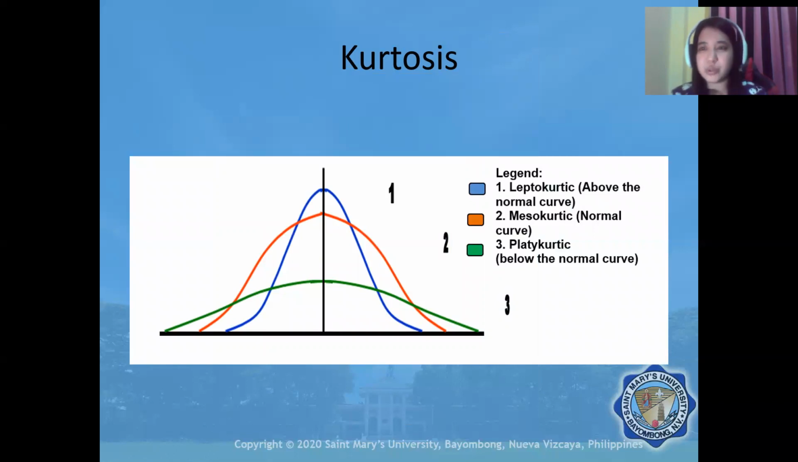While for kurtosis, this is the figure that represents kurtosis. We have here a legend that shows that our normal curve, as indicated here by the yellow color, is called mesokurtic. The number one here, colored blue, we call leptokurtic, so it is above the normal curve. And platykurtic, this is the color green, number 3, so it is below the normal curve.